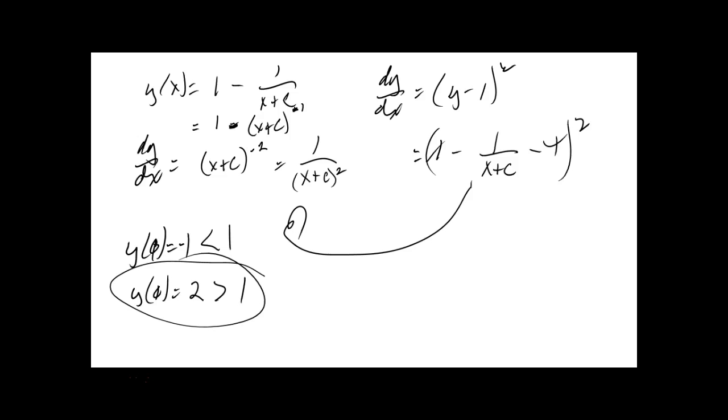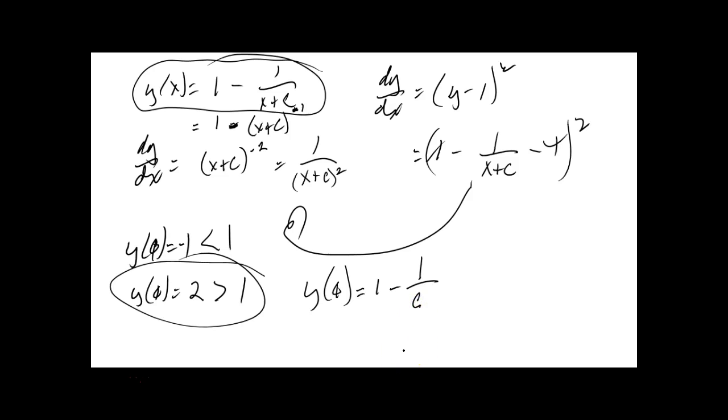So, let's take the first one. y of 0 is equal to minus 1. Here is our function, and let's do y of 0. So y of 0 is equal to 1 minus 1 over c, right? Because when x is 0, y is equal to 1, so this should be 1. Oh, negative 1, sorry, when x is equal to 0.